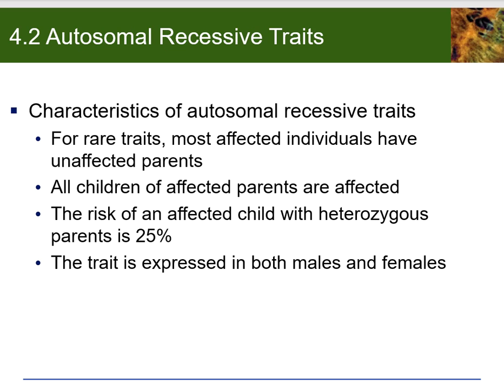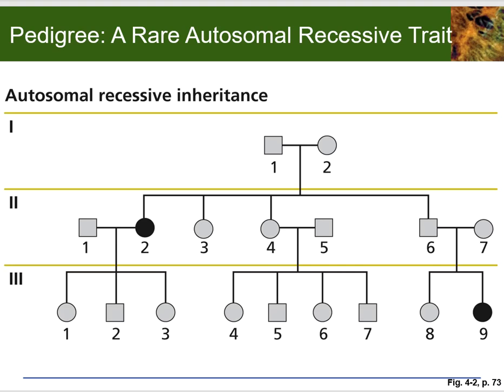Okay, if we look at autosomal recessive traits, characteristics of autosomal recessive traits are: for rare traits, most affected individuals will have unaffected parents. All children of affected parents will be affected. The risk of an affected child with heterozygous parents is 25%, and the trait is expressed in both males and females. So here's a picture of autosomal recessive inheritance, and you can go ahead and probably take a look at this.